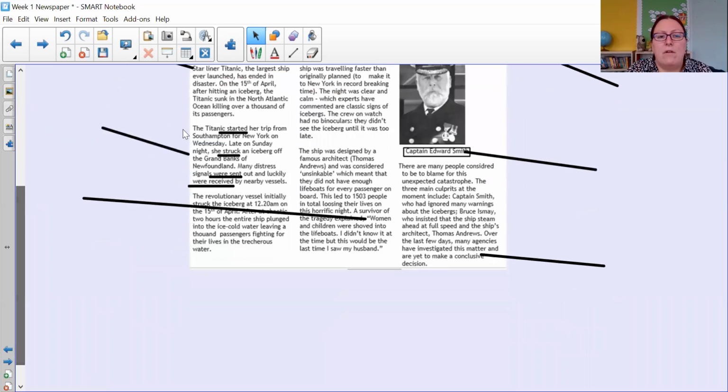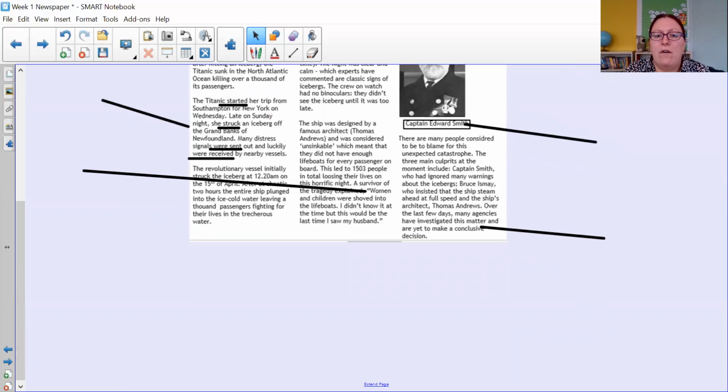In the next paragraph, I have underlined some words: started, struck, were sent, and were received. What is this telling us about the tense it is written in? That's correct, it's written in past tense because the event has already happened.